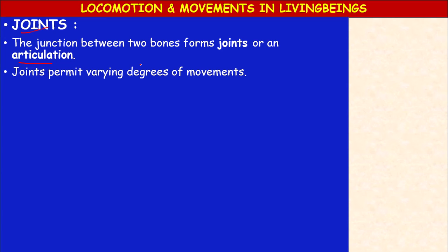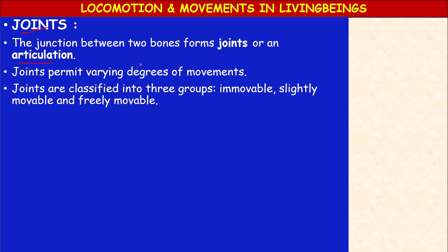Joints' main function is they permit varying degrees of movements. With the help of these joints only we are able to move our skeleton parts. The joints are classified into three groups. They are immovable joints, slightly movable joints and freely movable joints. What are they? Immovable, they are also called fixed, slightly movable and freely movable joints.